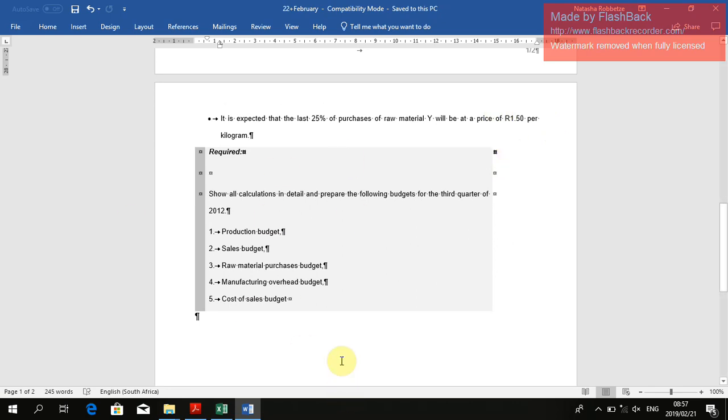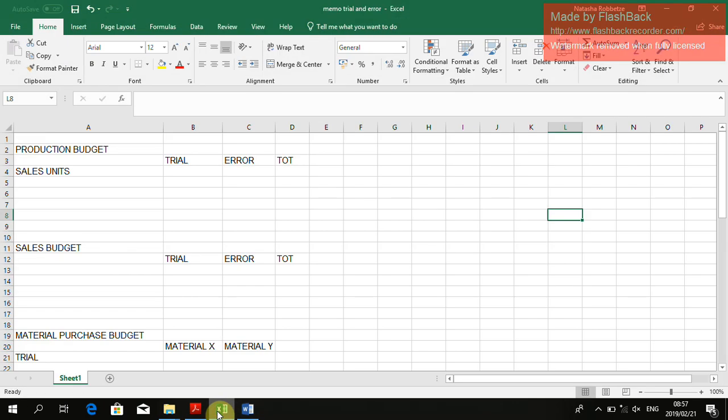In the required part, you need to complete the production budget, the sales budget, the raw material purchase budget, the manufacturing overhead budget, and the cost of sales budget. In number 5, the cost of sales budget is also sometimes referred to as the cost of goods sold budget. In order to answer this question, I have already drafted for myself just a basic layout. I would advise you to go and retrieve the template that I have posted as well for the operational budgets.